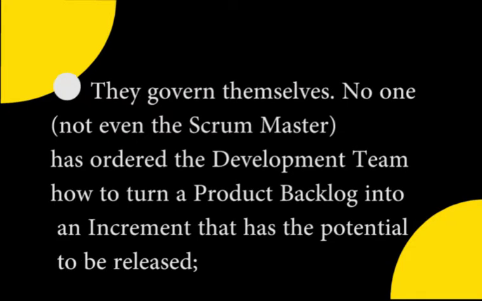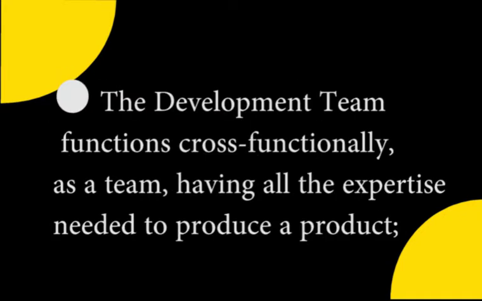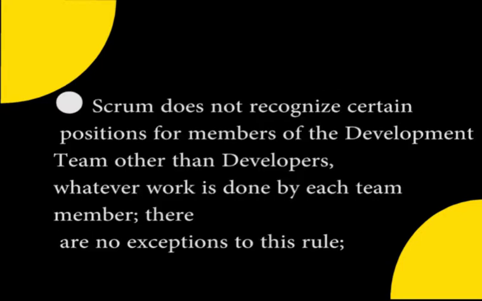1. They govern themselves. No one, not even the Scrum Master, tells the development team how to turn a product backlog into an increment that has the potential to be released. 2. The development team functions cross-functionally as a team, having all the expertise needed to produce a product. 3. Scrum does not recognize certain positions for members of the development team other than developers, whatever work is done by each team member. There are no exceptions to this rule.